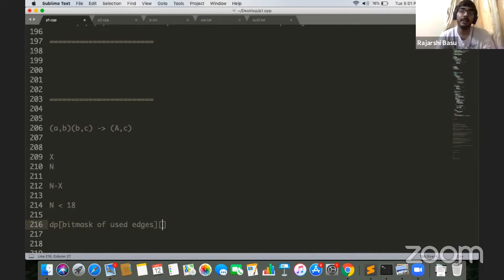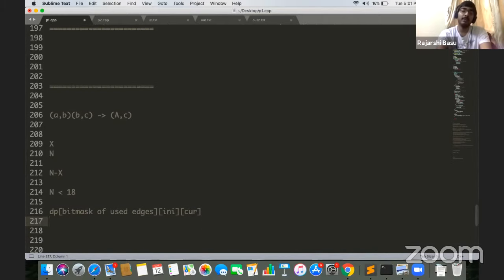We also need a few more states. In this problem, it turns out that the states you need are the initial vertex and the current vertex. These are the states you need for the DP.